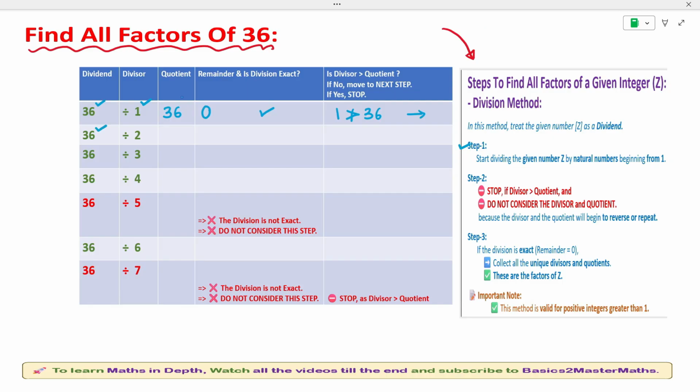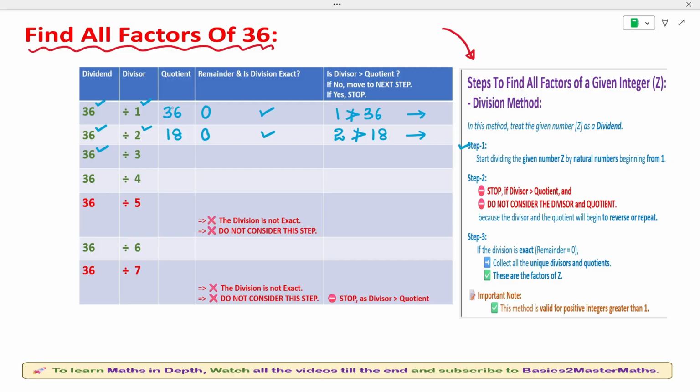When we divide 36 by 2, we get 18 as the quotient and 0 as the remainder. So, this division is exact. In this case, the divisor 2 is not greater than the quotient 18. So, move to the next step.